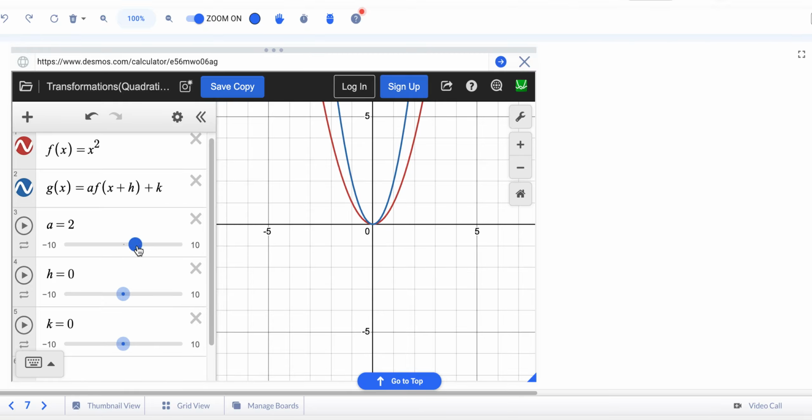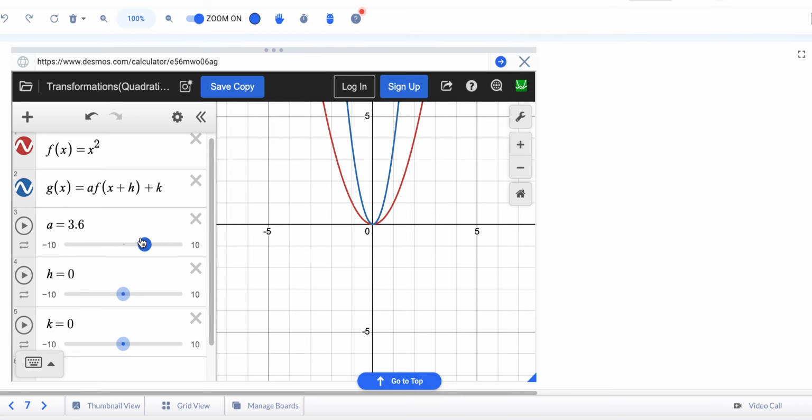What happens if I change that 2 into a 4? Look at my blue graph. It's getting skinnier and skinnier. It's being stretched. Look, as I move it, it stretches. See, look at the blue graph compared to the red graph. So if my a is bigger than 1, we have a vertical stretch, because it stretches up.